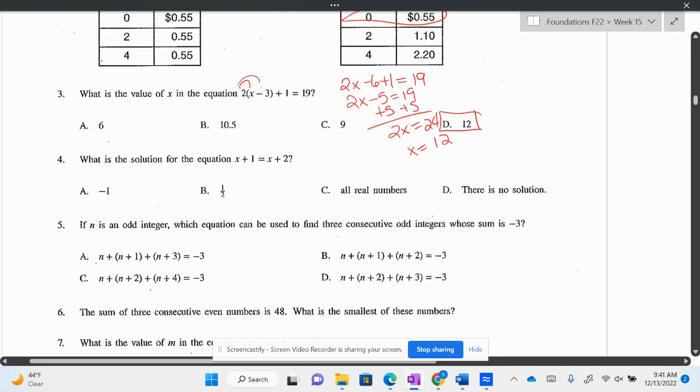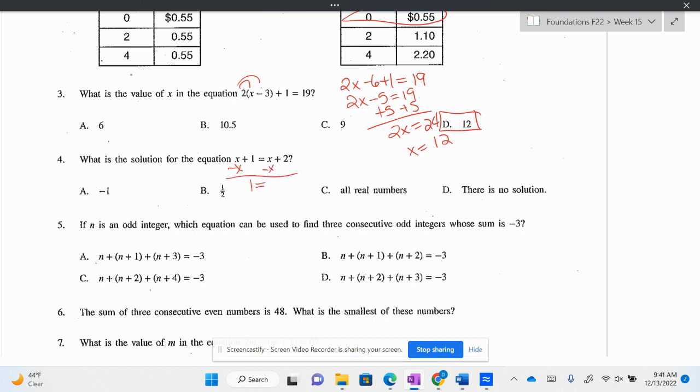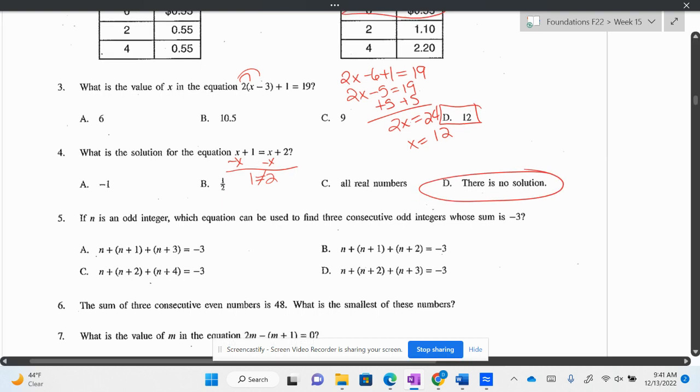What is the solution for this equation? Well, when I subtract x from each side, I find out that 1 equals 2. And that's not true. That means there is no solution.